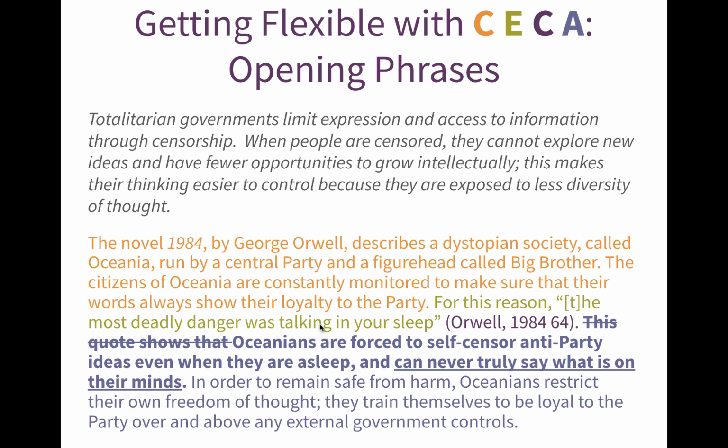So you'll hear it flows through just fine. Some people might like it better because there's fewer words that you don't really need. Other people might like the flow of "this quote shows that," and that's okay too. But it's something to experiment with this year as you start to make CECA your own, about which opening phrases you can drop to make your writing less wordy.